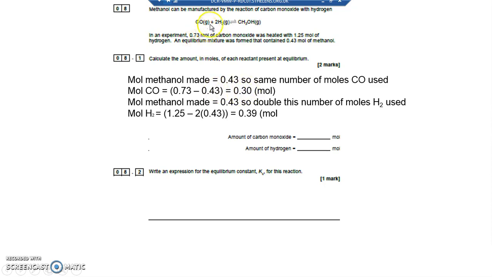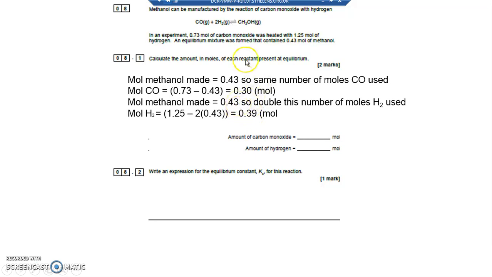0.30. Now then, when I make 0.43 moles of methanol, for every 1 mole of methanol, I need 2 moles of hydrogen. So to make 0.43 moles of methanol, I must use up 0.86 moles of hydrogen. I started off with 1.25, take away 0.86 equals 0.39, again to two significant figures.